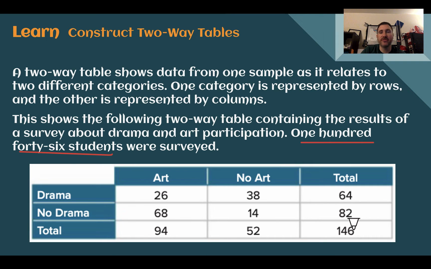146 students were surveyed, and we can see that total down here. It's the total of the totals. So maybe these 146 students were asked, do you participate in art or not? And also, do you participate in drama or not? And then all these things were combined together. So reading this, we might take those survey results and put them in a table like this.